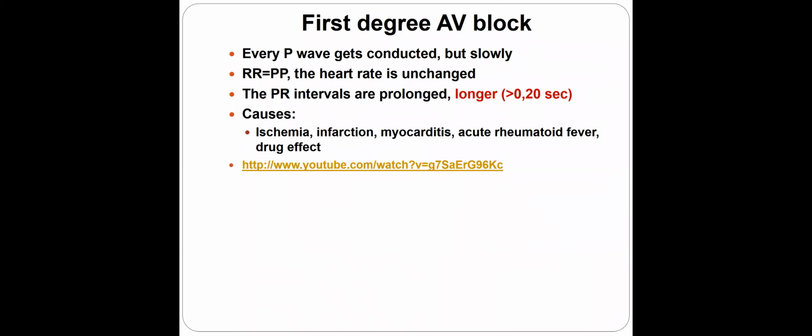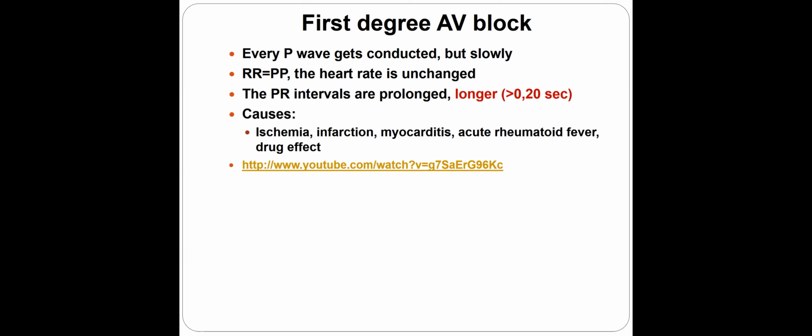The first degree AV block means that every P wave gets conducted but slower. So the RR interval is equal to the PP interval and the rate is unchanged. So that's relatively rhythmic. However, the PR intervals are prolonged, longer. Now, what's going to alter the PR interval?